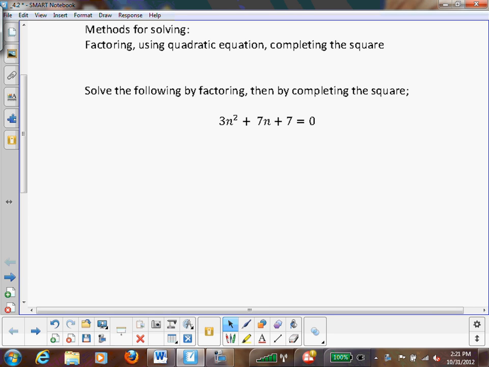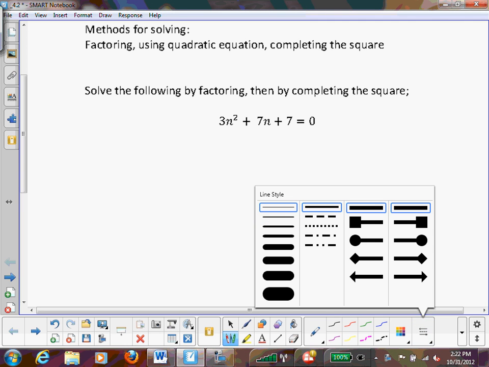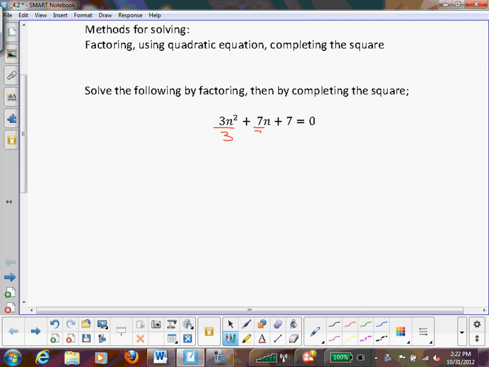Complete the square. What's the first thing I need to do in this problem? Divide by 3. My coefficient in front of that n squared has to be 1. So I am going to divide everything by 3. And so what I'm left with is n squared plus 7/3 n plus 7/3 equals 0.